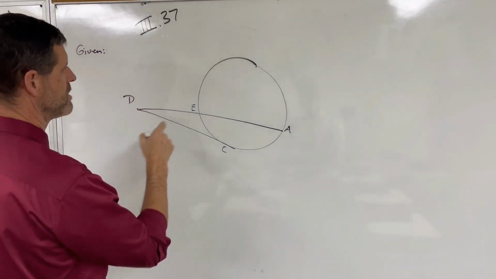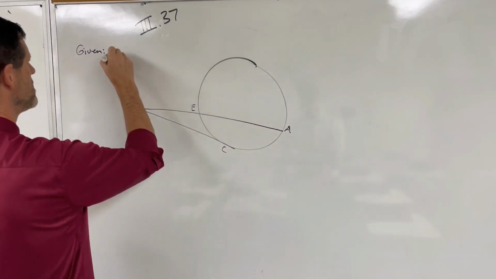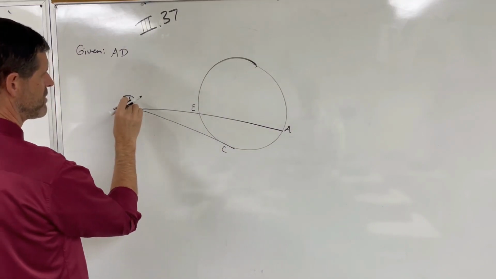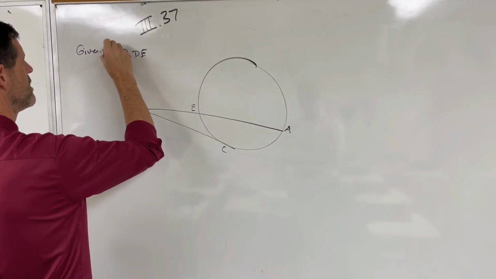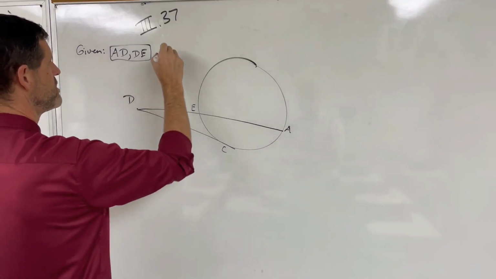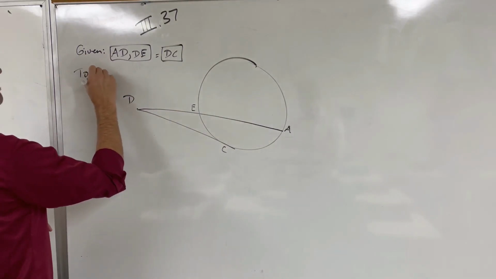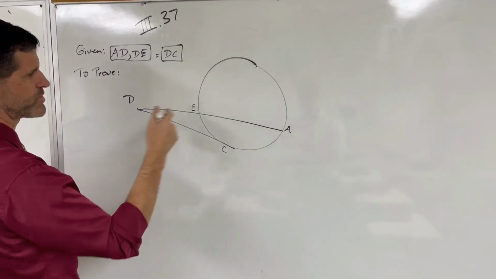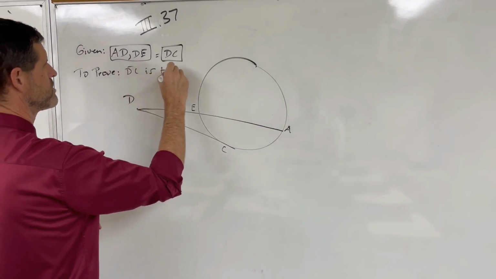And so our primary given is that the rectangle contained by the whole of the straight line which cuts a circle, so AD, and the straight line intercepted from the outside from the point to the convex circumference, so that's DE, if this rectangle is equal to the square on DC, then to prove is that DC is a tangent line, meaning it touches the circle. So I'll just write that DC is tangent.